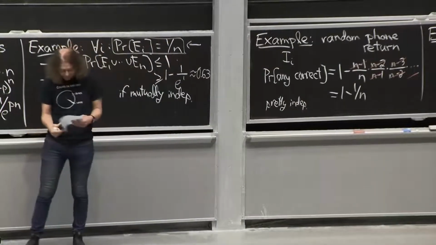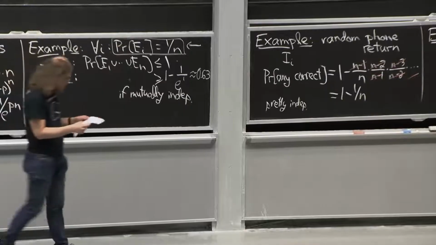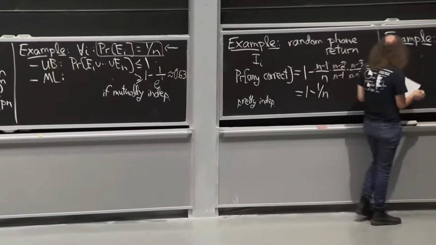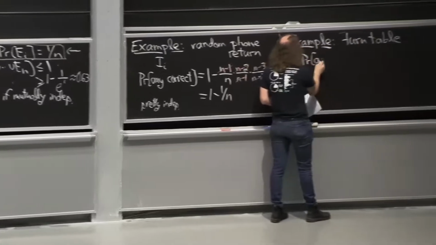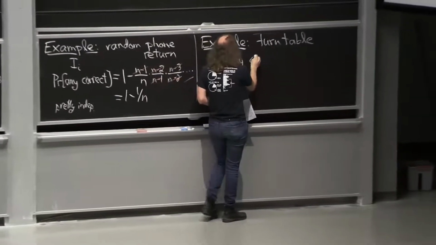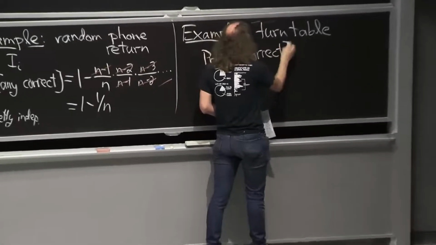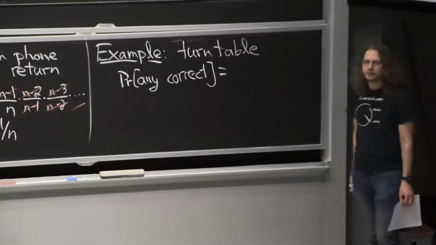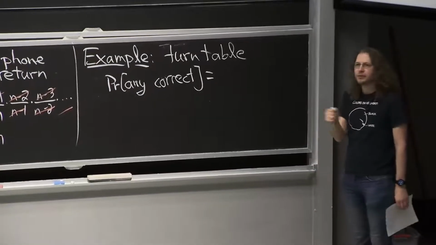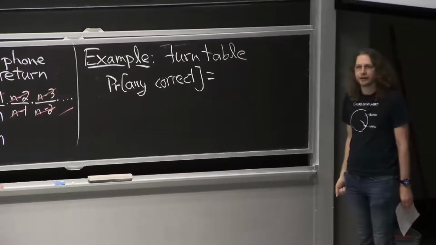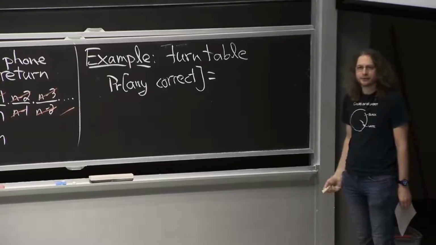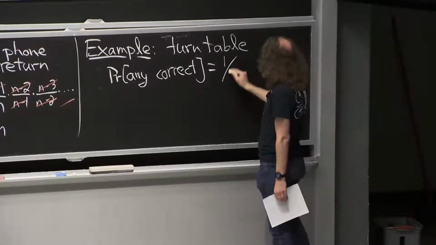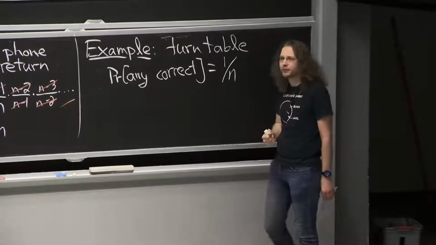Yeah, maybe they're independent if you look at it the right way. It depends how you define the problem exactly. Over here, what's the probability that any phone gets returned correctly? This is actually a really easy one. I rotate the phones on a table. What's the chance that anyone gets their phone back correctly? Yeah, 1 over n. There are just n possible outcomes here, and one of them, everyone gets their phone back.